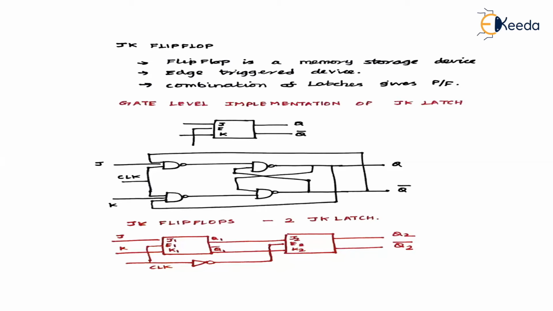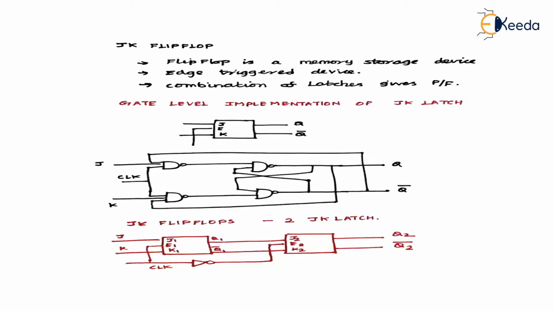Now I am giving a clock signal, as it is my flip-flop. This clock signal is given to the enable pin of the first latch, and the inverted clock is given to enable 2 of your second latch. So this is nothing but your JK flip-flop. I have constructed a JK flip-flop just by combining 2 latches. Is it clear? Now we know all these things: the gate level implementation, the block diagrams, everything.